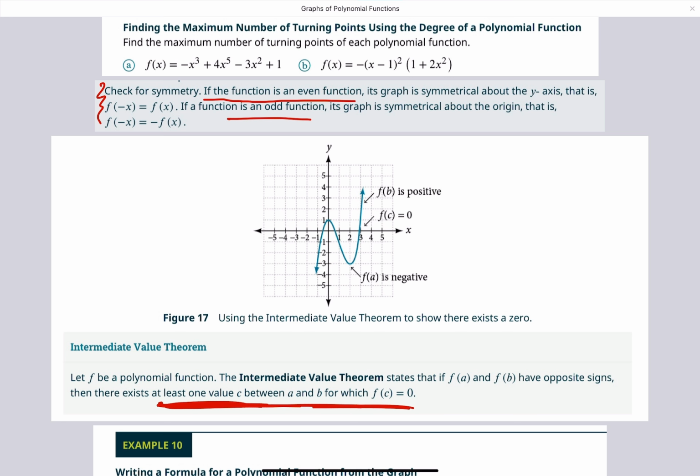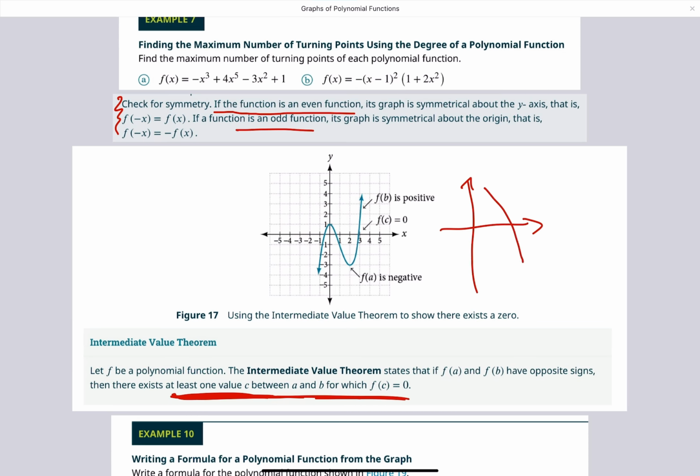It could be the other way around. It doesn't have to be like this. It could be like this. Let me show you. So this could be f of a, which is positive. And this could be f of b, which is simply negative. And this is f of c, which is a point between. Okay?